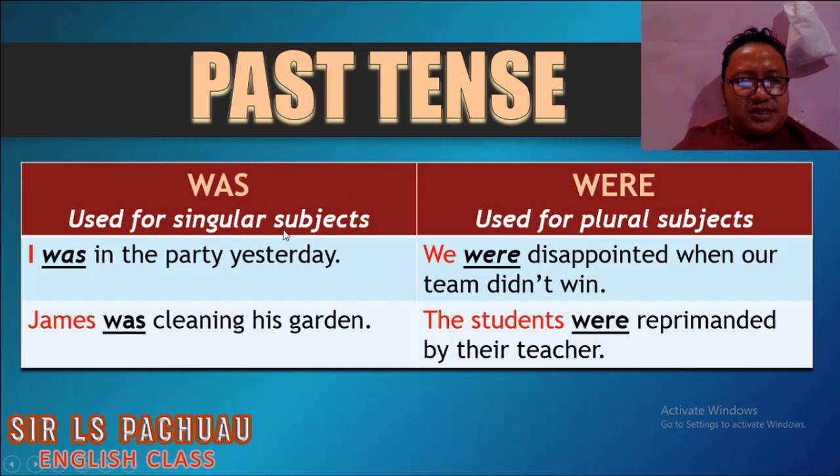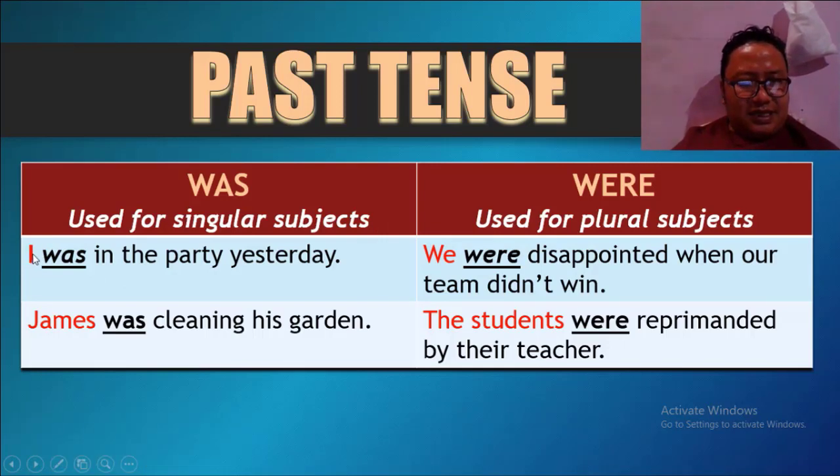Was is used for singular subjects. Understand? Here we are talking about the subject. Here the subject I is singular, and that is why we have to use was. If it's present tense, it will be I am. And in the next, James is a noun or a name. James was cleaning his garden. Here we use was. We don't use am anymore. Am can be used only with I. You have to remember that.